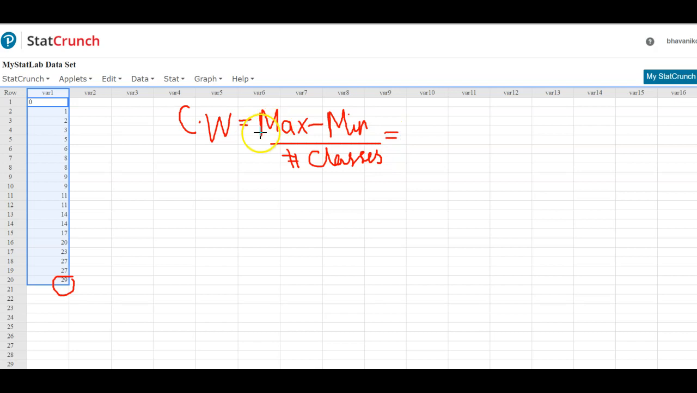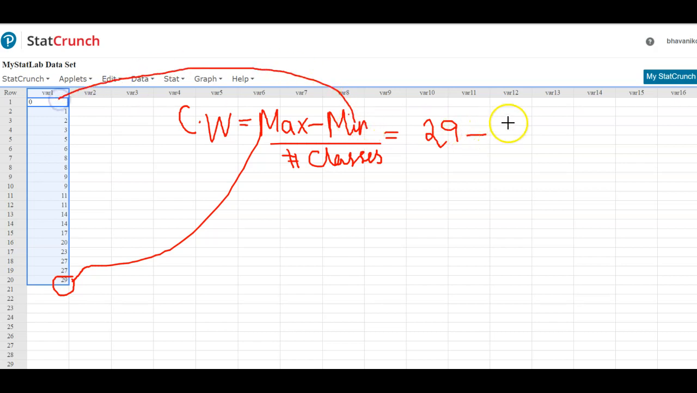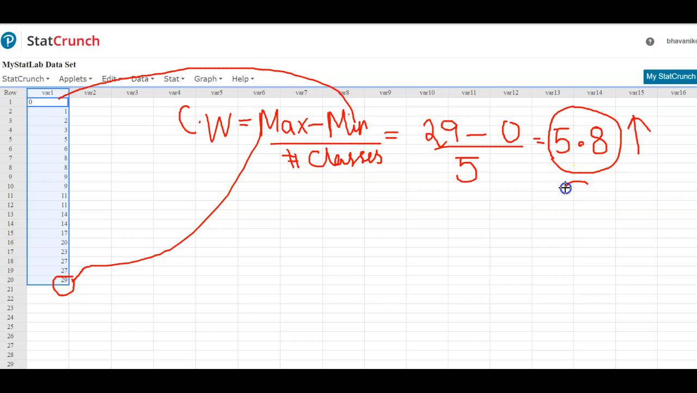So in this case, my maximum value is 29 minus my minimum value, which is 0, divided by number of classes, which is 5, which is given to me. So if I calculate this, 29 divided by 5, I get 5.8 something. Remember, your class width cannot be a decimal and you always round up. So 5.8 rounds up, and please keep this in mind: you always round up your class width, and my class width right now is 6.